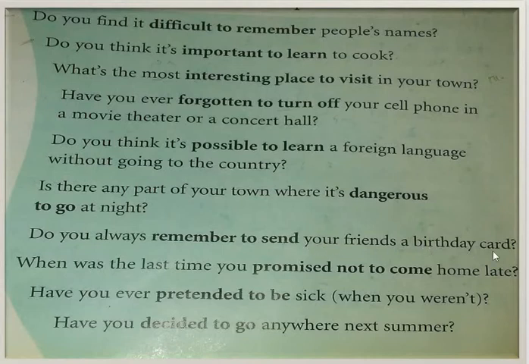send your friend a birthday card? When was the last time you promised not to come home late? Have you ever pretended to be sick? Have you ever decided to go anywhere next summer? If you look here at the highlighted words, there are two.